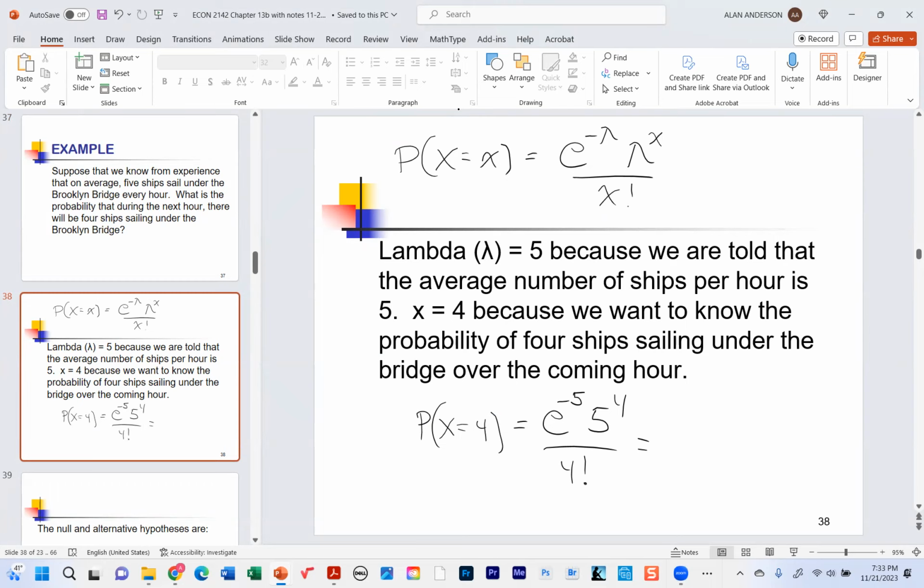Okay, so go to your calculator and calculate e to the minus 5, as I showed you before. Second log negative 5 is 0.0067. 5 to the 4th is exactly 625. And 4 factorial is 24, as we saw a few minutes ago. And that's going to give us approximately 0.1745, let's say.